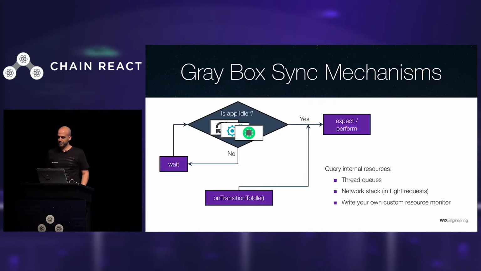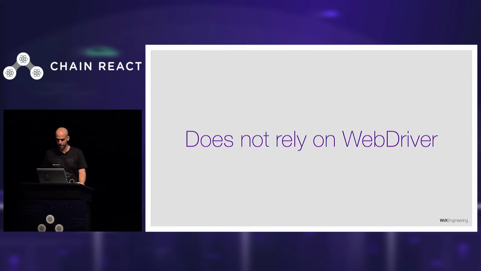The underlying synchronization mechanism used by these gray box frameworks works the following way. So instead of retrying an action or assertion on the UI, they will query internal resources every few milliseconds and listen to callbacks from them, telling us when those resources have switched to idle mode or are they still working. So only then, when the application is idle, when all of them are idle, we can interact with the UI.